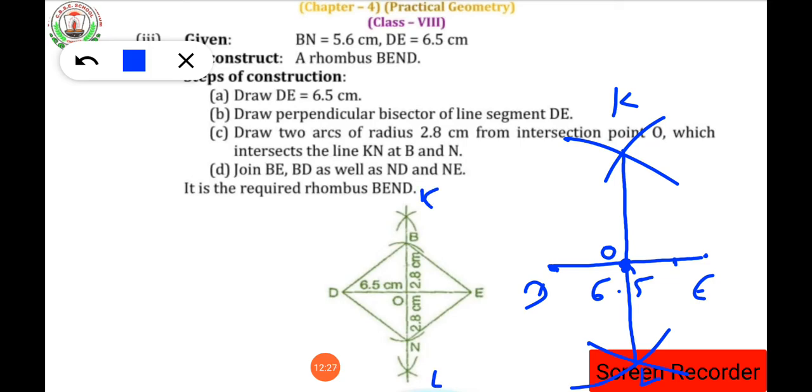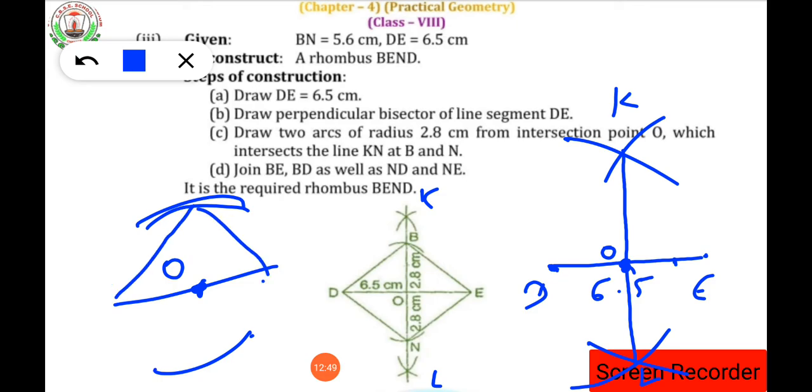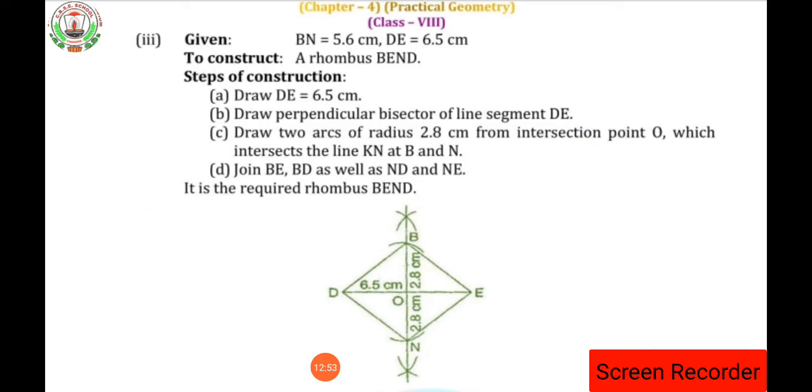Now what you have to do? Taking the radius 2.8, keeping the needle at point O, draw one arc at the top and another at the bottom. Then after that you have to join it. Clear? So in this way you have to draw these questions.